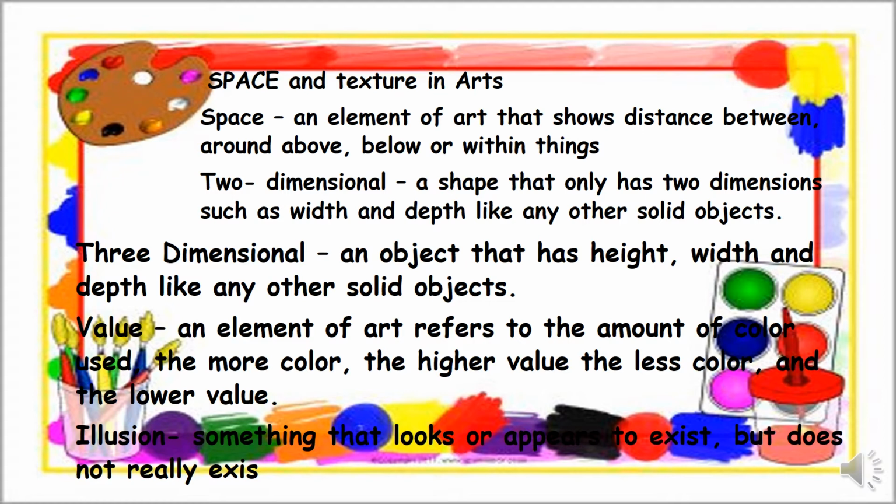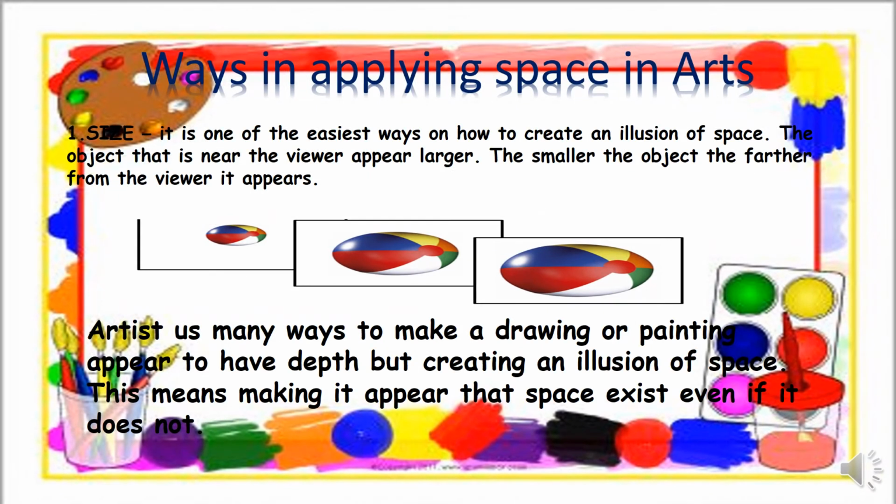When we talk about value in arts, it is an element of art that refers to the amount of lightness or darkness of colors, the higher value or less color, and the lower value. Illusions in arts, something that looks or appears to exist but does not really exist. Ways in applying space in arts.